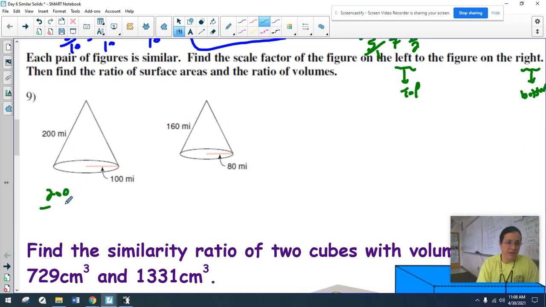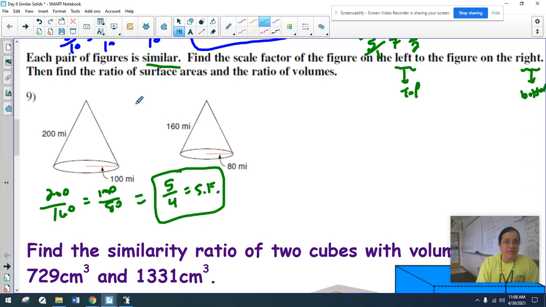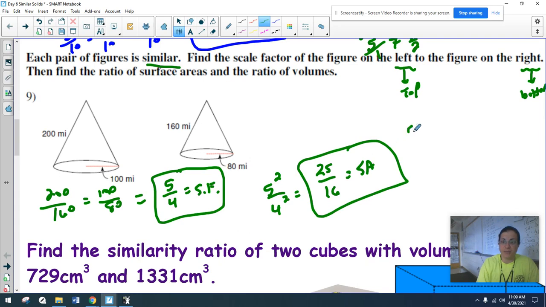So you got your 200 over 160. You don't really need to do the 100 over 80 because it told me that they're already similar, but you can. If you reduce those, you're going to get 5/4. So there's your scale factor or your similarity ratio, whichever you're looking for. Then it says find the ratio of surface areas. So if I'm doing surface areas, that means I just have to square them. So if I just square both of those numbers, 25 over 16 is my surface area ratio. And if I cube them, that's going to give me my volume.